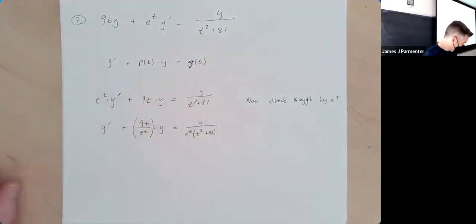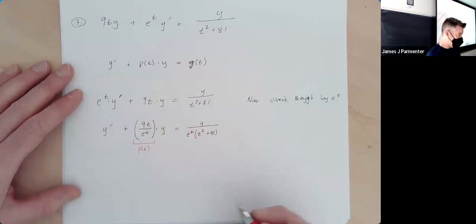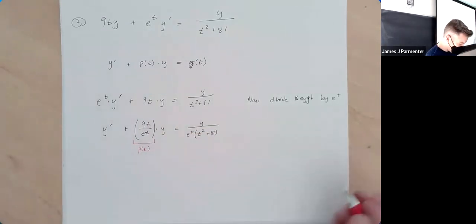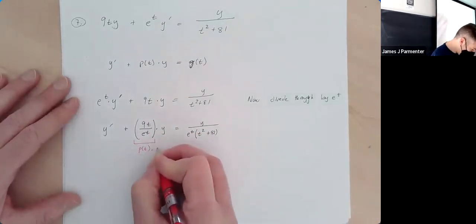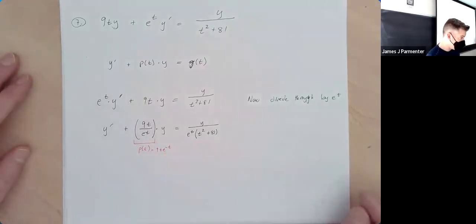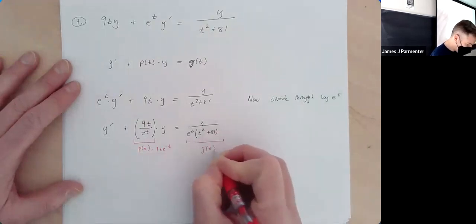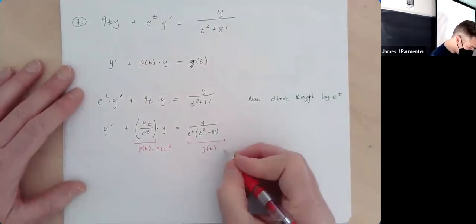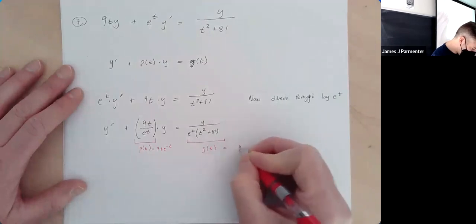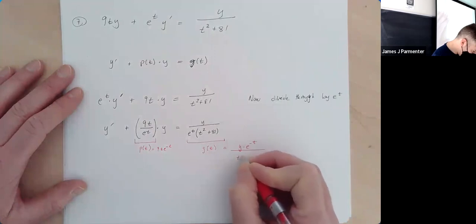So if I were having to write out what p of t and g of t were, here is my p of t equal to 9t over e to the t, or if you prefer, 9t times e to the negative t. That's also a fine way of writing it. And here's my g of t. I would probably write it like this, but you could also write it as y times e to the negative t over t squared plus 81.